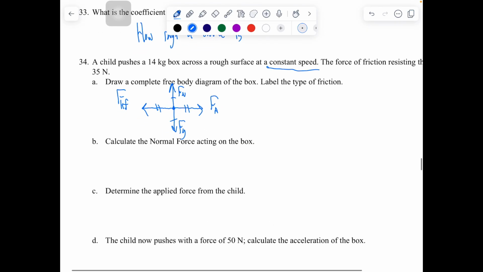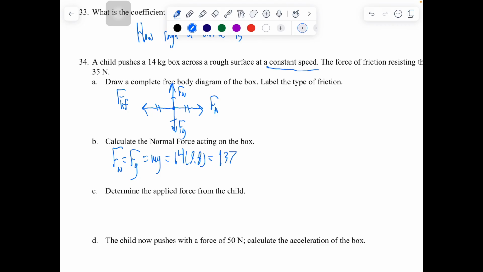Normal force acting on the box. Well, from our diagram, we know the normal force is equal to the force of gravity. The force of gravity is mg. The mass of the box is 14. G is 9.8. So if we go ahead and plug in 14 times 9.8, we find that normal force and the force of gravity are 137.2 newtons.